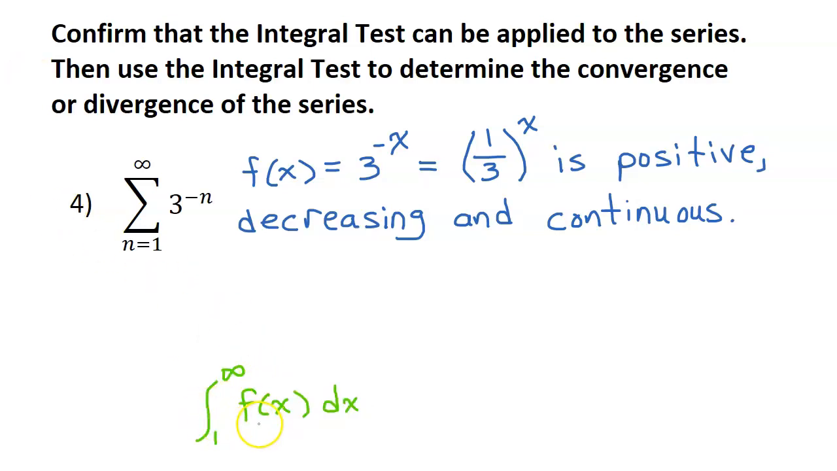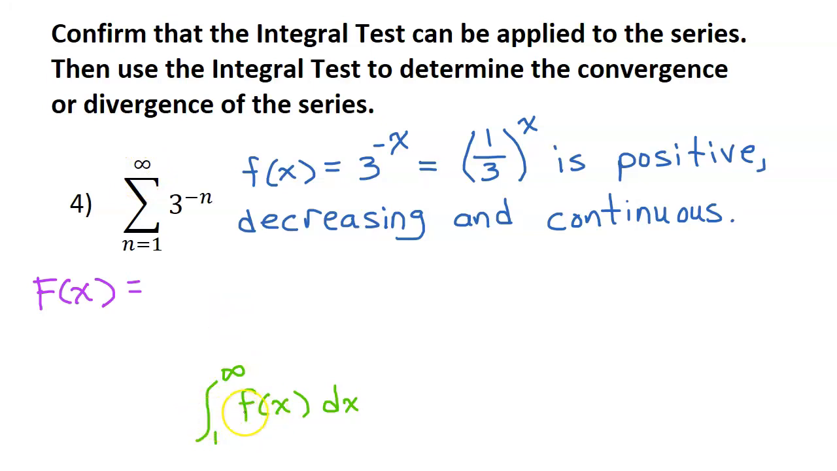The integral test requires us to determine whether the improper integral from 1 to infinity of f of x dx converges or diverges. If this improper integral converges, then the series also converges. If the improper integral diverges, then the series also diverges. We are using the integral from 1 to infinity because the series goes from n equals 1 to infinity.